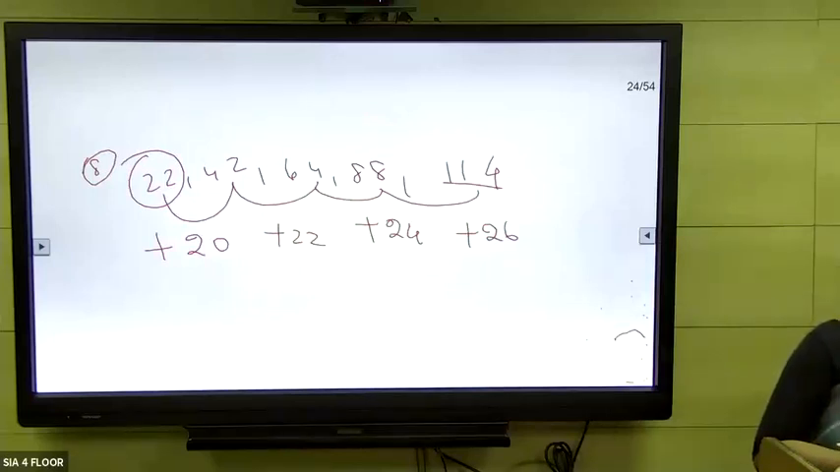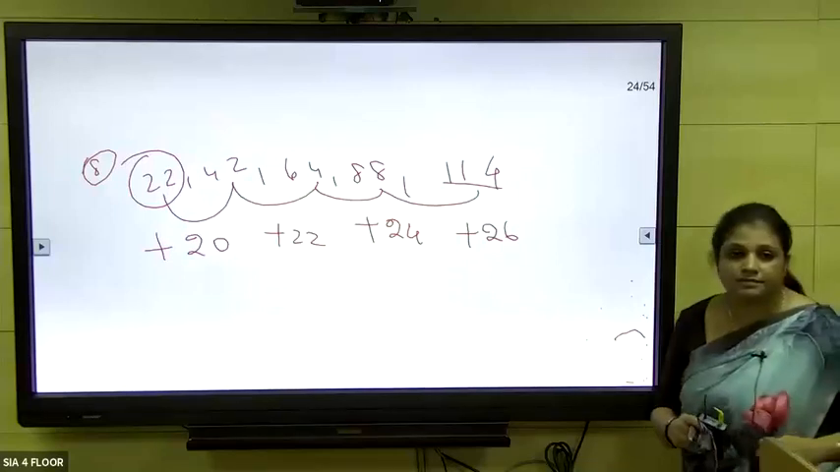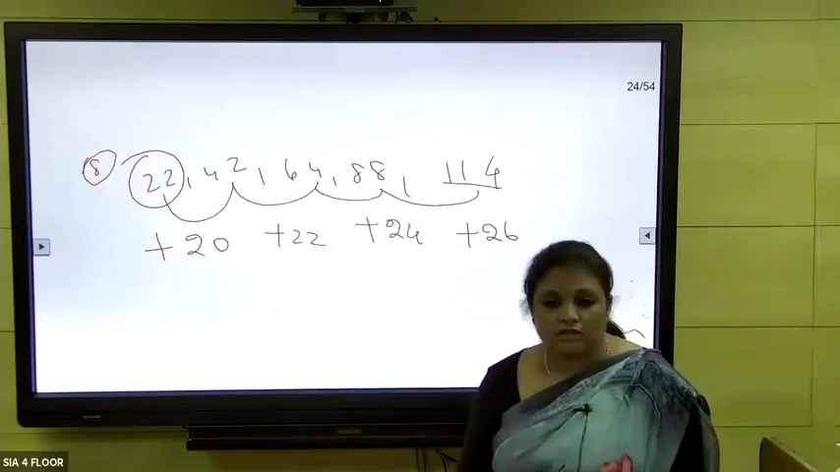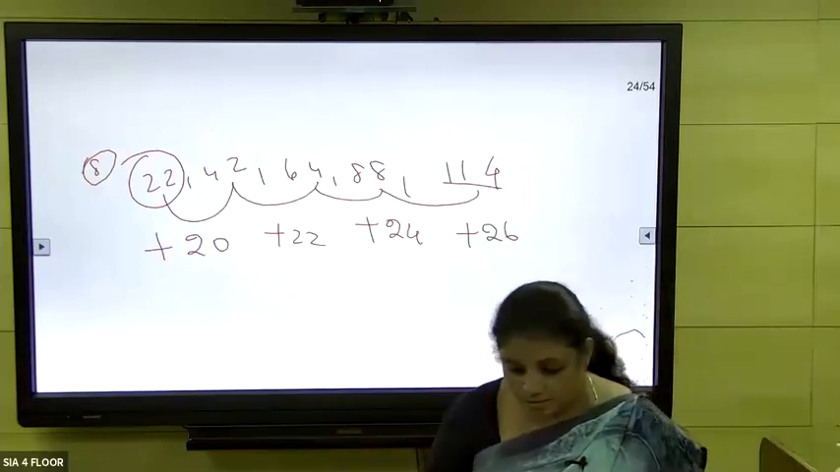Okay, can anyone tell me the answer for the 9th one? Work it out and tell me. The 9th one is a very important problem that needs to be explained.